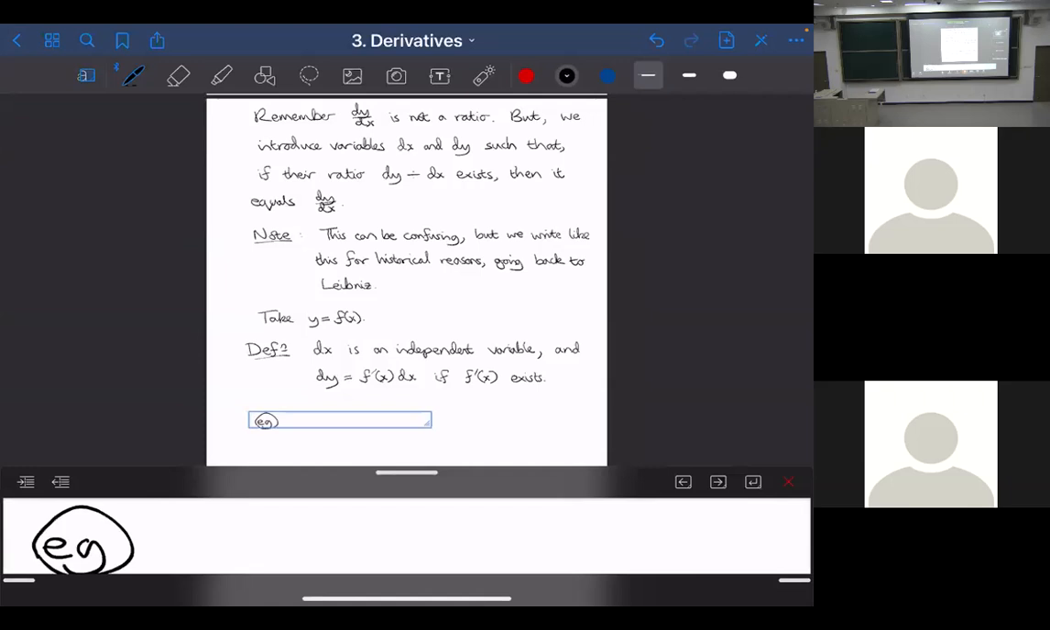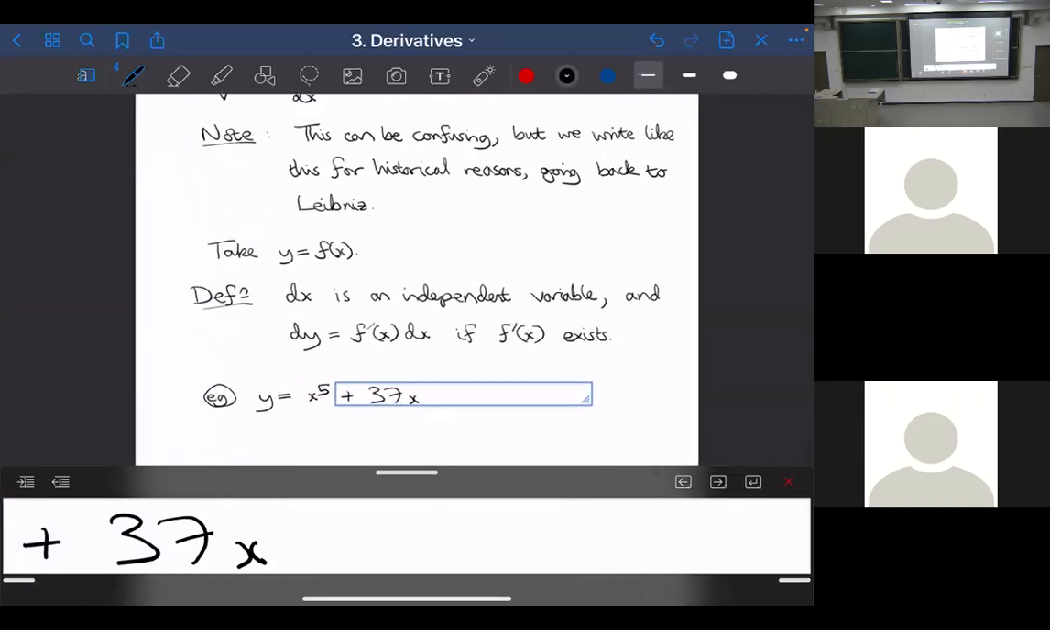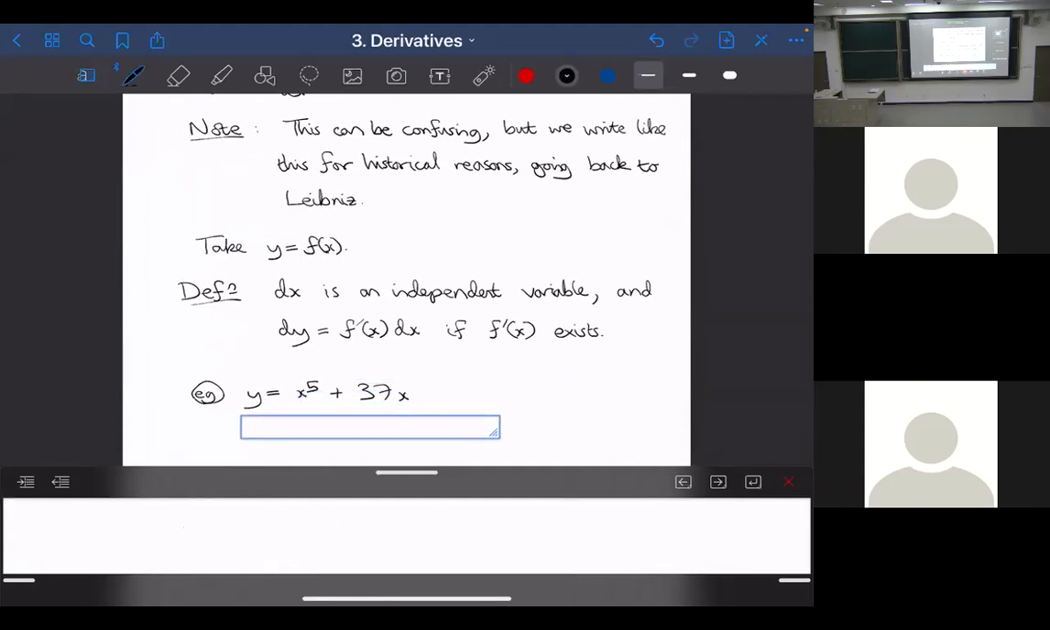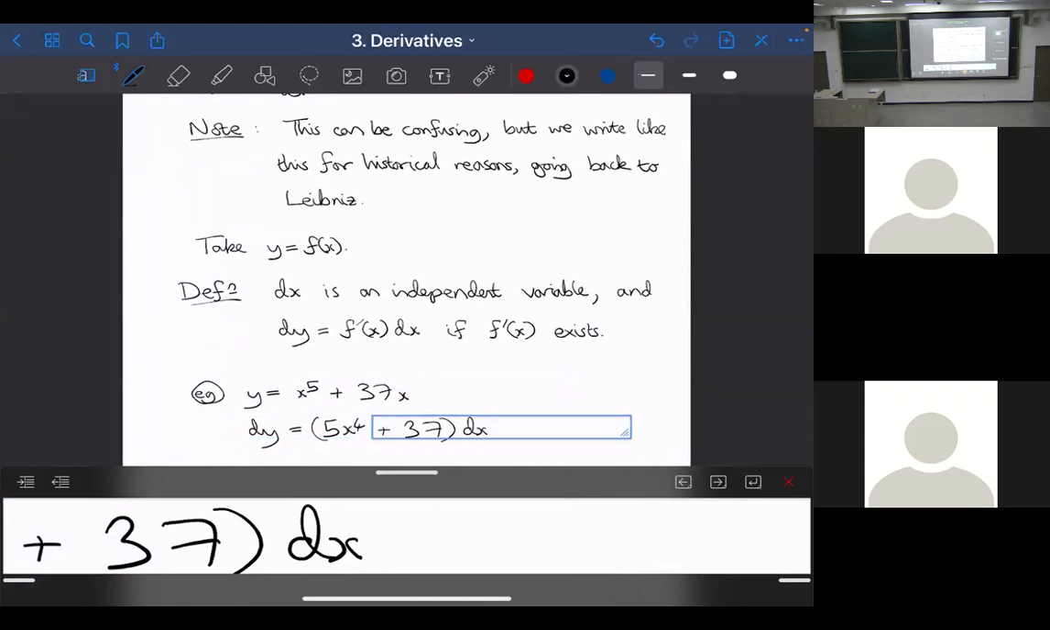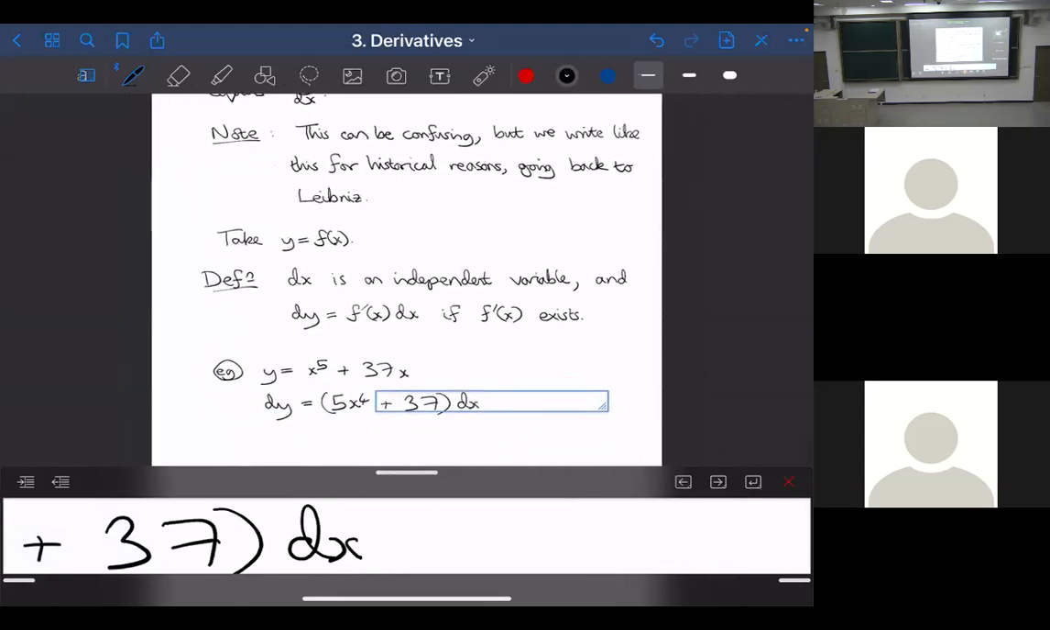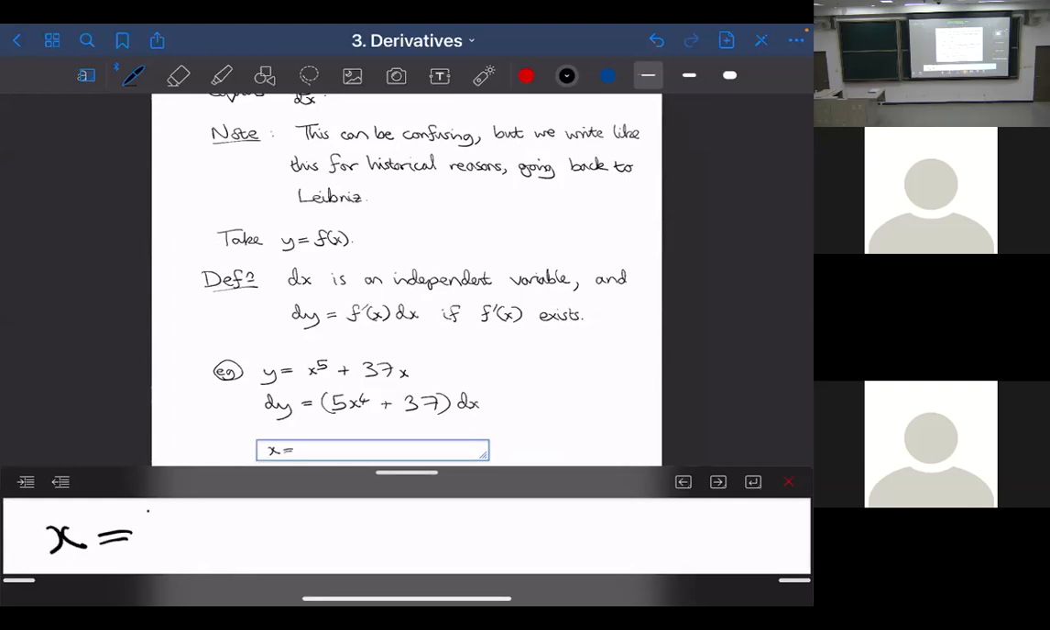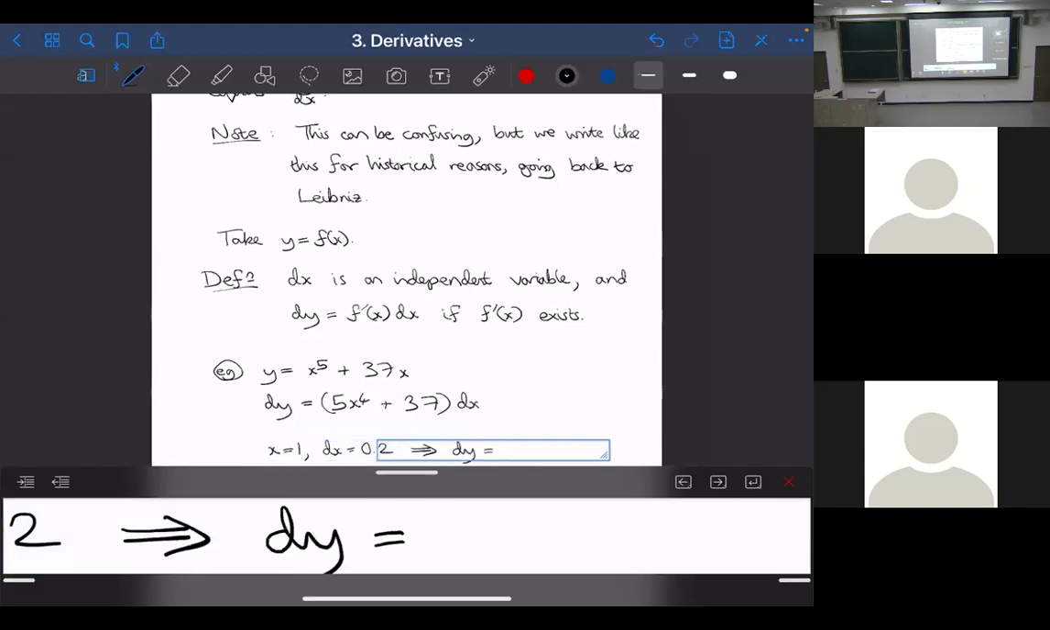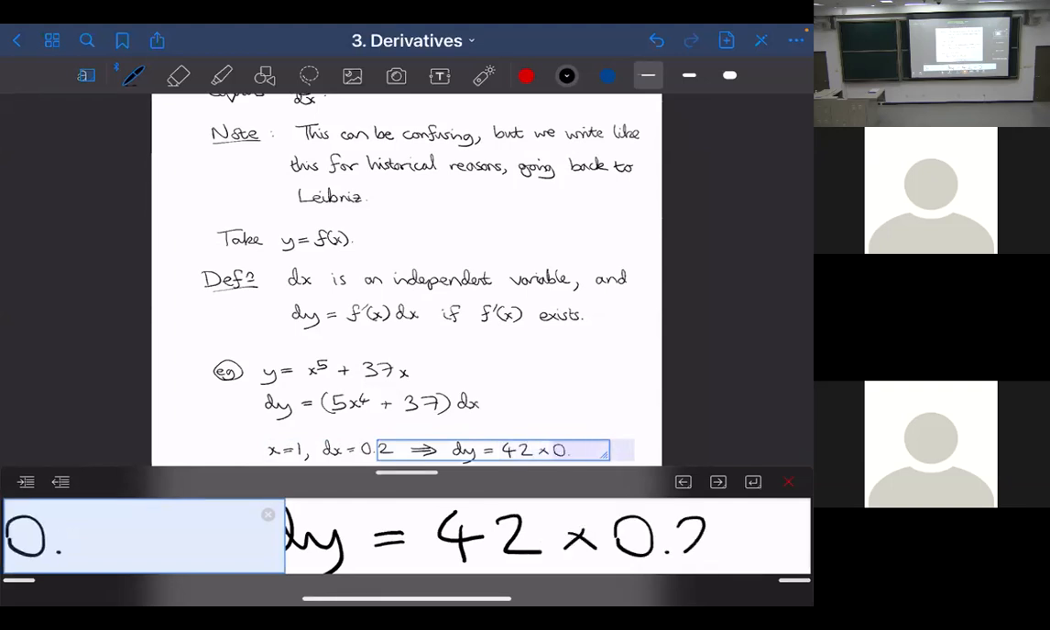So for example, if y is x to the 5 plus 37x, then dy is f prime x times dx. So that's 5x to the 4 plus 37 dx. So for instance, if I take x to be 1 and dx to be 0.2, those are both independent variables, and they give dy is 42 times 0.2, so 8.4.